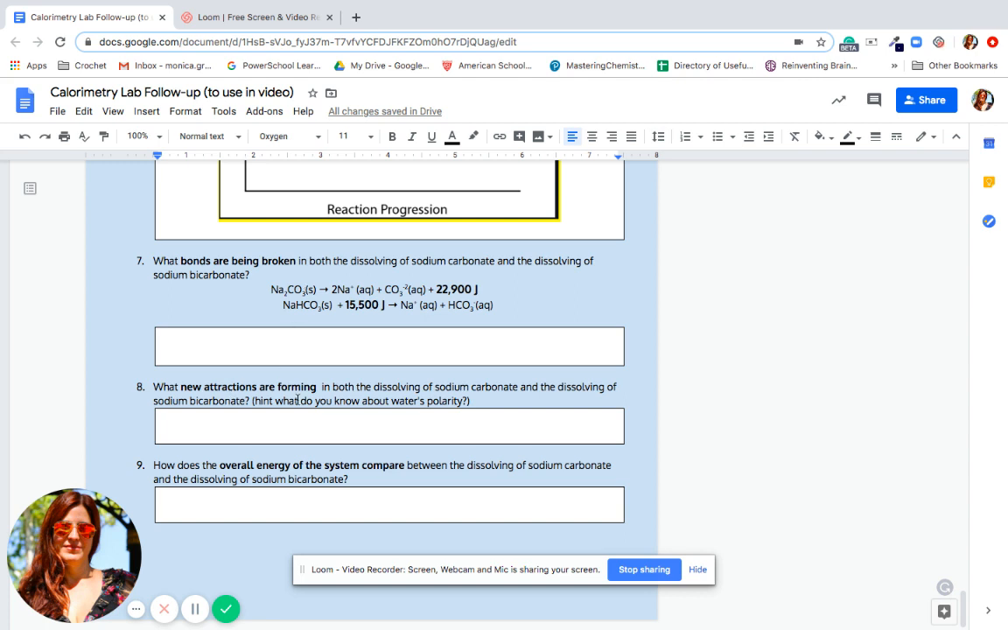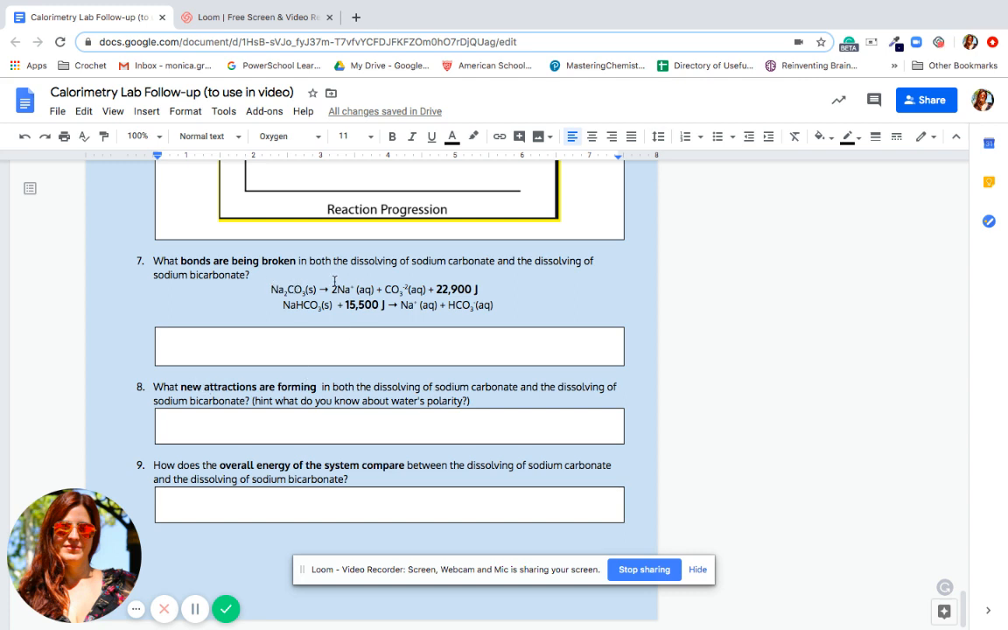And then it says what new attractions are being formed. So here, remember that when a salt dissolves in water, one note here, salt is a general term for ionic solids where you have a positive ion and a negative ion. Remember that the common salt is table salt, sodium chloride, but these are also salts because they follow the general definition, which is a positive ion and a negative ion as an ionic solid. Okay, so sorry, the bonds being broken are these ionic bonds.